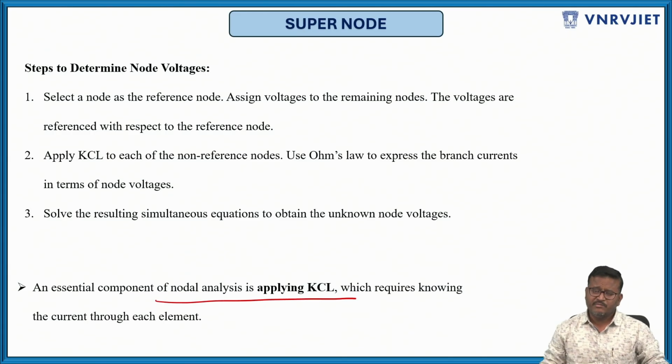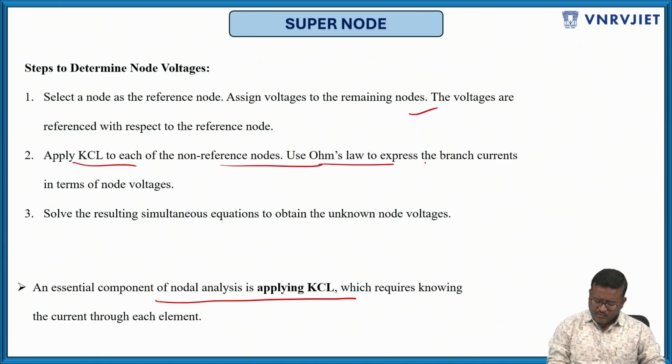Whatever the number of non-reference nodes, that many equations we will get. Why? Because at every node we will apply KCL, and we get one equation. By solving these equations, we will be able to calculate the node voltages. This is the general procedure: identifying the nodes, the reference node and non-reference nodes, their voltages, and applying KCL at each non-reference node.